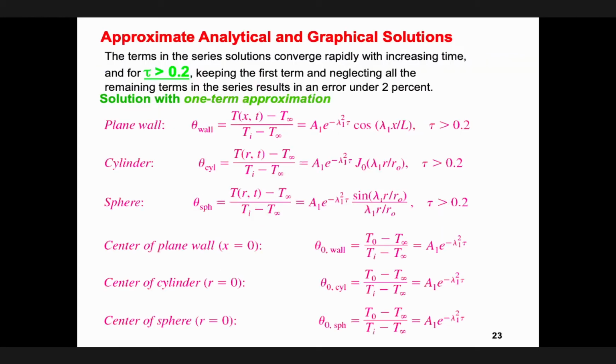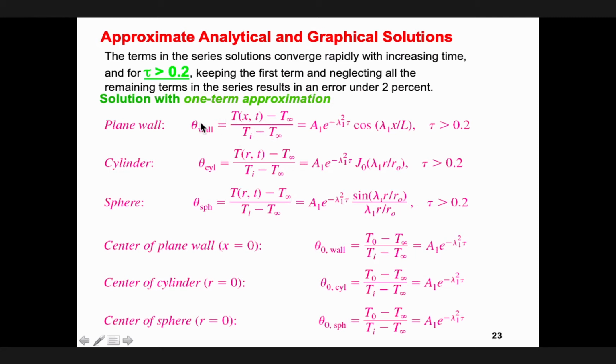Therefore, they made some calculations, and we have a simplified solution. The simplified solution applies when tau, the Fourier number, is more than 0.2. Therefore, rather than using that summation, if we verify the Fourier number is more than 0.2, we can use only the first term. We can ignore the rest. Therefore, the error is very small. This is an approximation, okay? It's not 100% true, but probably 90% accurate, okay?